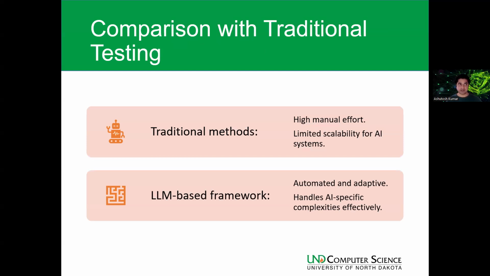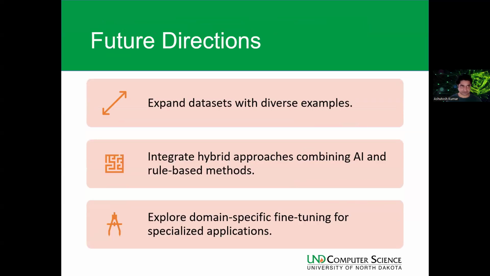If you compare with the traditional testing, traditional testing methods rely heavily on manual effort and struggle with the unique complexities of AI systems. In contrast, the LLM-based framework automates key processes, adapts to the dynamic behavior of the AI system, and scales effectively.